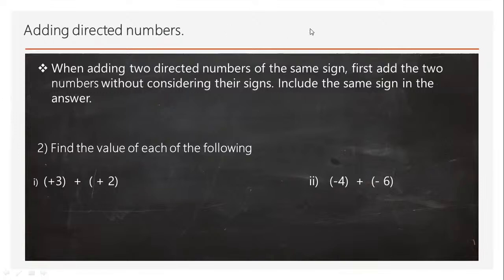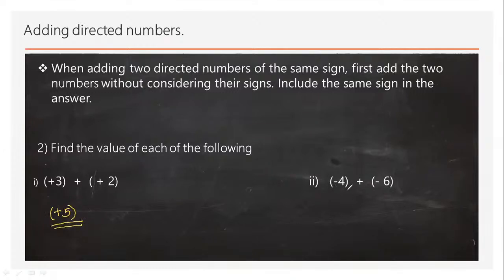Now as an example, we can do this one. Plus 3 plus 2. This one is positive and this is also a positive value. Then our answer is also positive. Now add these two numerical values, 3 and 2, 5. Then our answer is plus 5.